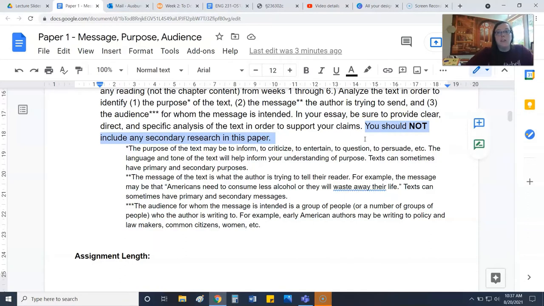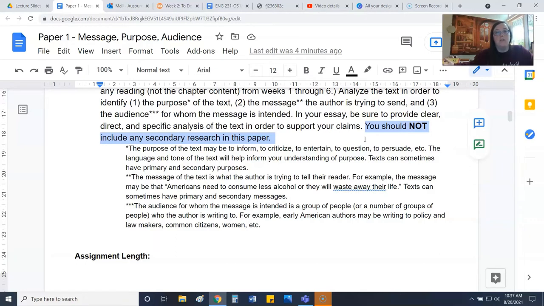You can look at the biographies of the authors that are found within our course textbook, and you can look at the Unit 1 introduction content that's in the beginning pages of our textbook. That's perfectly fine to reference. But I don't want you to go to Google or any kind of website that analyzes literature, and I don't want you to try to understand the text better by doing research. You should read the text, you should work to understand it, and you should work to, on your own, identify purpose, message, and audience.